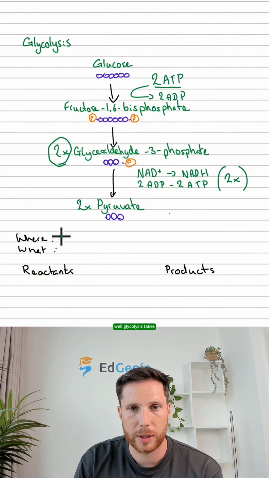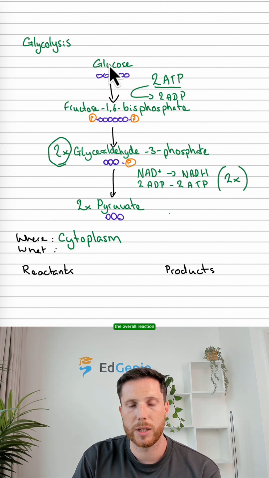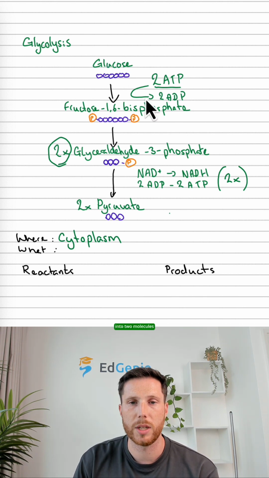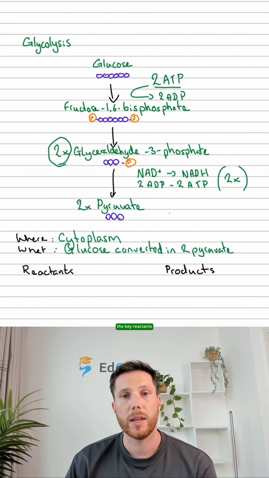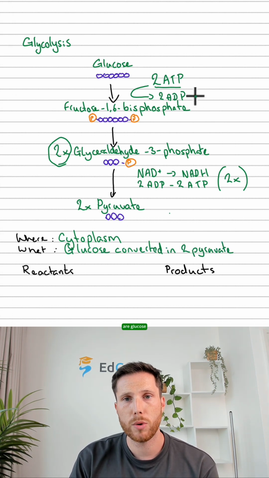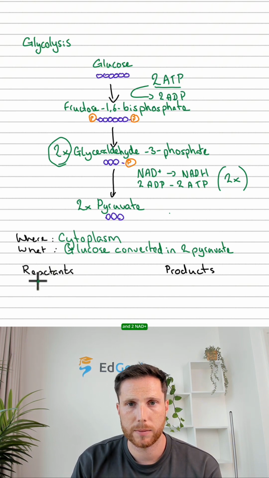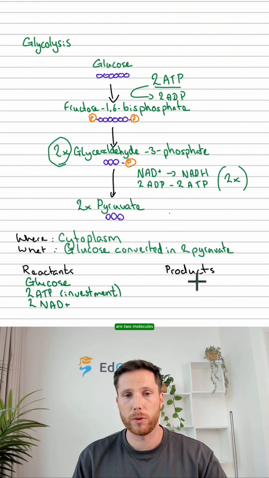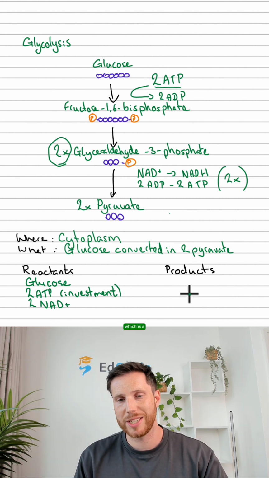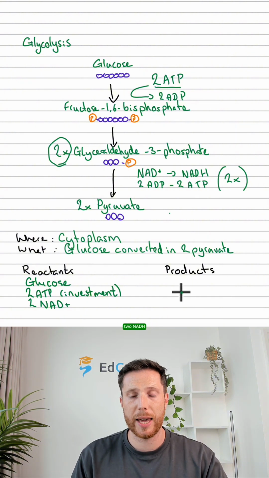So where does this happen? Well, glycolysis takes place in the cytoplasm. What happens? Well, the overall reaction is that 1 glucose is converted into 2 molecules of pyruvate. The key reactants are glucose, 2 ATP, which we use in the investment stage here, and 2 NAD+. And our products are 2 molecules of pyruvate, 4 ATP, which is a net gain of 2 because we used 2 at the start, and 2 NADH.